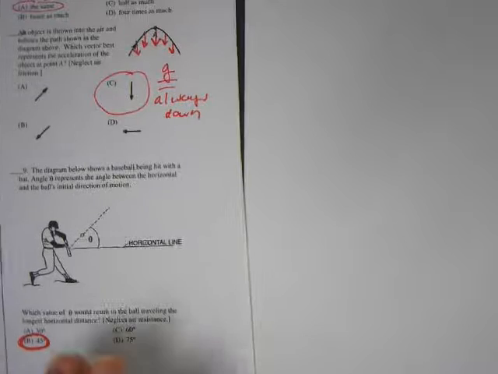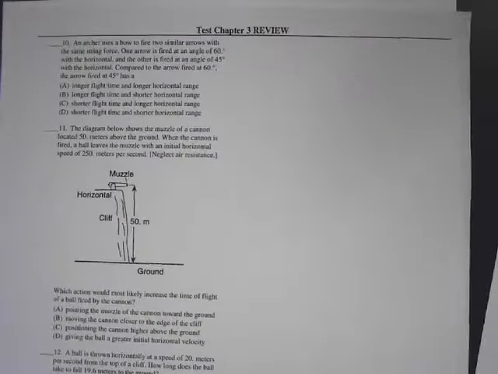All right, let's go to the next page, to number 10. So number 10 says an archer uses a bow to fire 2 similar arrows with the same force. One arrow is fired at 60 degrees with the horizontal, the other one at 45. Compared to the arrow. Now, we know that the 45-degree one is going to go the farthest. So remember, the word range means how far it goes horizontally. And then when it says the shorter time in the air.